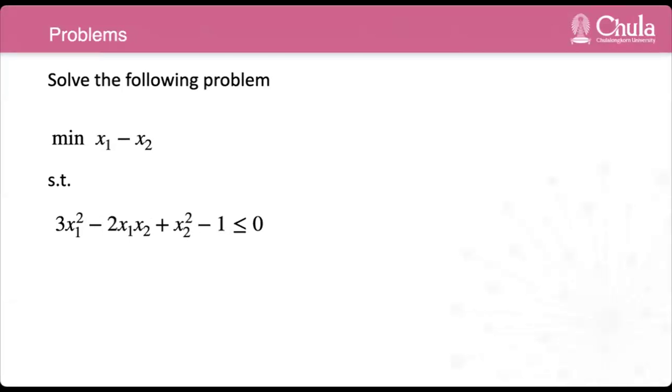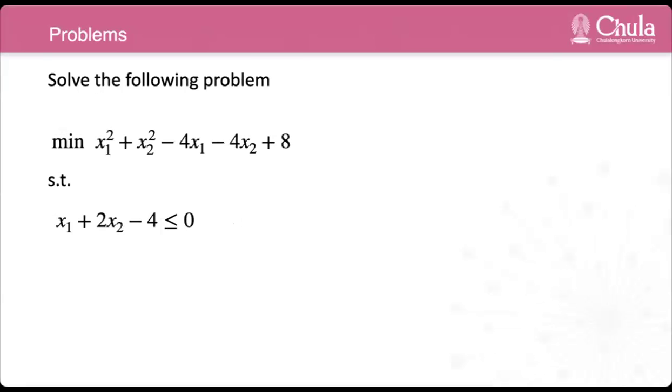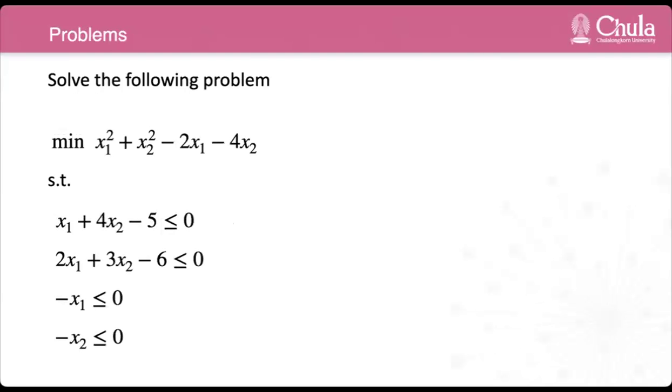And the next one is to solve the following problem. Minimize x1 minus x2. We have one inequality constraint here. Yes, KKT. This one also uses KKT, subject to this constraint. Okay, so finished. No, we have more. This one you have multiple constraints. KKT, of course. And it's quite difficult for this one.